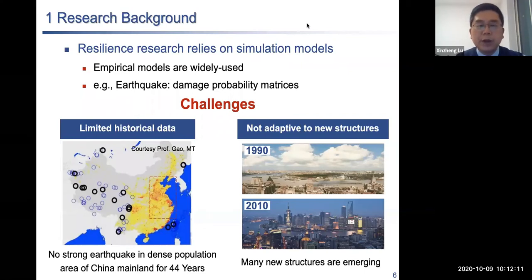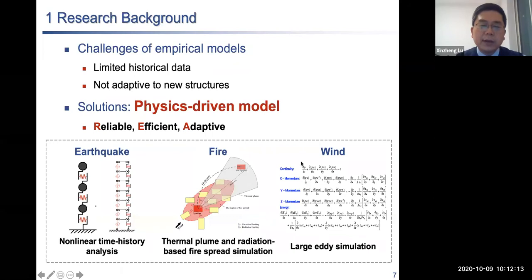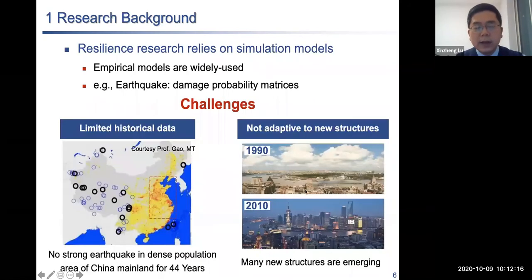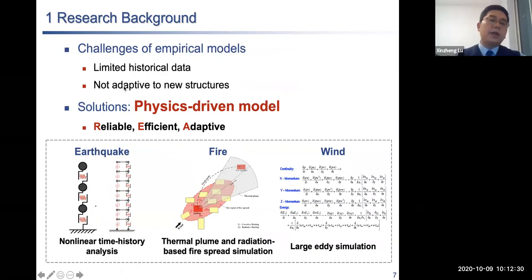Here are two figures of Shanghai, and you can see that after 20 years, the city of Shanghai has changed quite a lot, and a lot of new structures are emerging, and we don't have a good empirical model for these new structures. Okay, so addressing these two challenges of the existing empirical models, we think that maybe we can move forward to physics-driven models or physics-based models. We think that the advantage of this model is that it's more reliable, efficient, and adaptive.